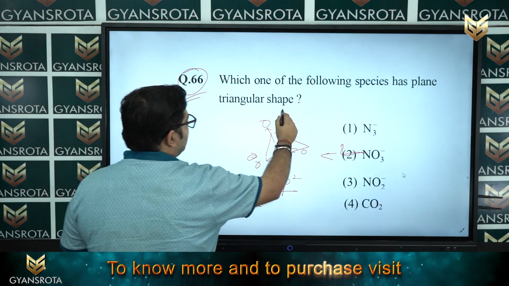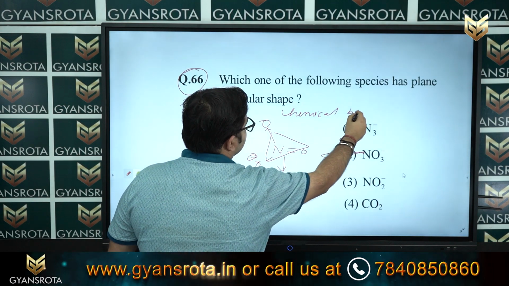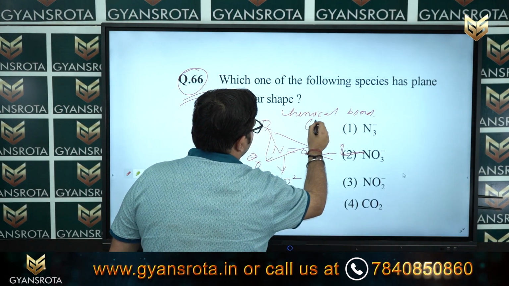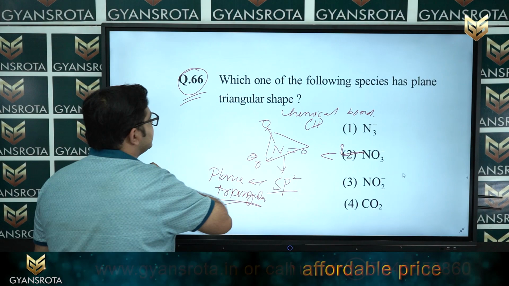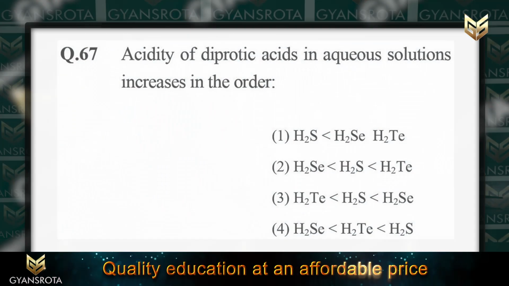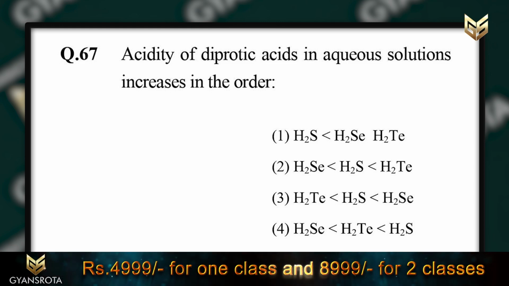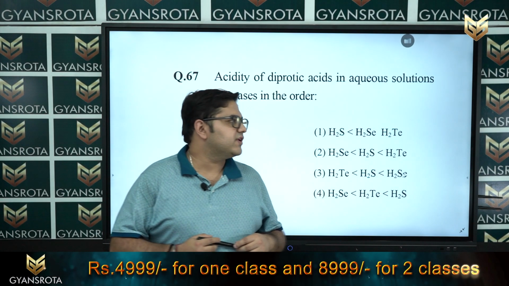This question comes from your chemical bonding chapter of your class 11 NCERT. Question number 67 is on your screen. Acidity of diprotic acid in aqueous solution increases in the order. Now we are moving to the solution part.